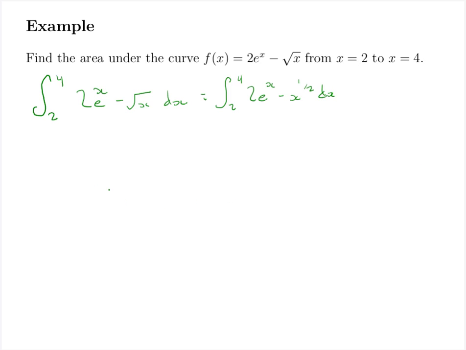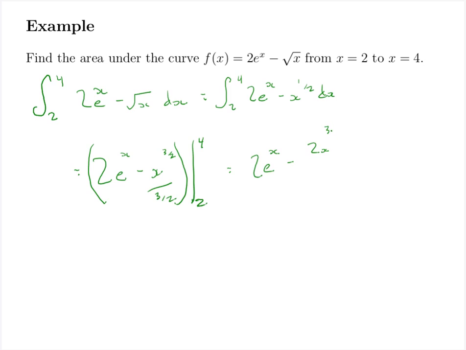And now I can just find antiderivatives. The antiderivative of 2e to the x is still 2e to the x. The antiderivative of x to the half is x to the 3 halves over 3 halves. And then instead of saying plus c, I'm going to use that vertical bar that says I'm going to take this antiderivative and evaluate it from 2 to 4. I'll maybe simplify it a little bit. This is 2e to the x minus 2x to the 3 halves over 3. And I'll evaluate this from 2 to 4.